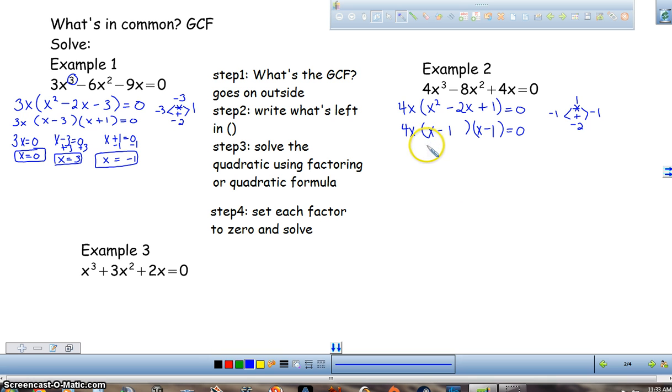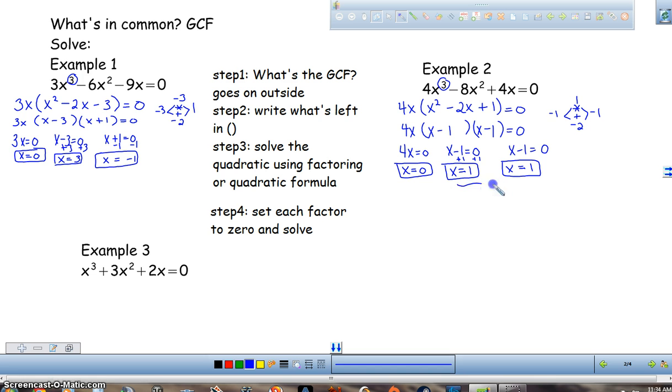Step 4, take each factor and set it to 0 and solve. So 4x would equal 0. x minus 1 is 0. x minus 1 is 0. So x would be 0. Add 1 here. Alright, so we have x equals 0, x equals 1, x equals 1. Again, we had a degree of 3, so we have to get 3 solutions. Here they all 3 are.